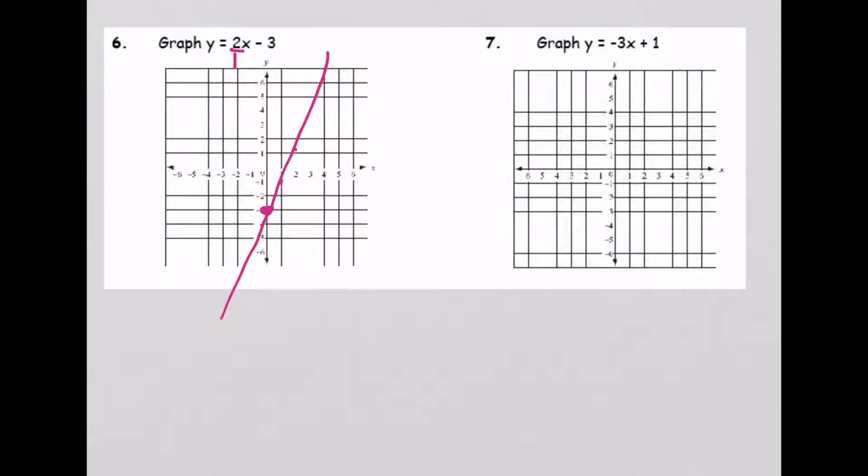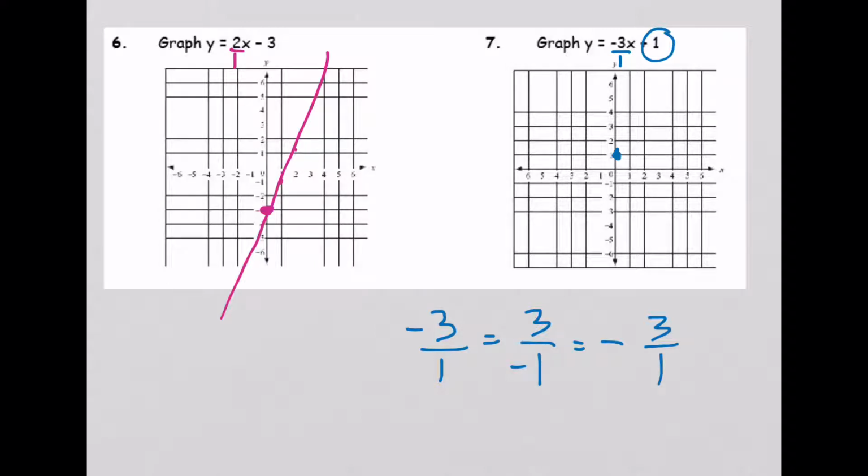Okay, for number 7, I will be starting at 1 this time, and my slope is to go down 3 over 1. Let's talk about negative slopes for a second. You have negative 3, and I turned it into a negative 3 over 1. That is the same as negative 3 divided by 1, or 3 divided by negative 1. Those are all the same.